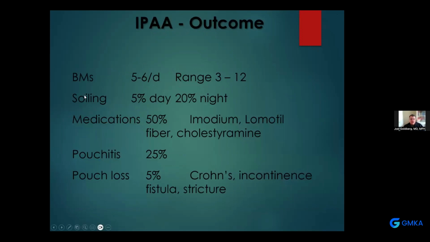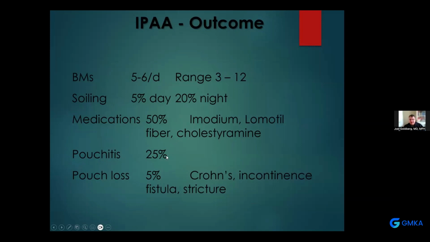So in general, J pouch patients do pretty well, with 5 to 6 bowel movements a day. During the day, very few people, 1 in 20, will have some leakage. It's usually at night. The medications that you need to use for the J pouch are Imodium, Lomotil, cholestyramine, and fiber, whatever the product is here in the United States, it's Metamucil.